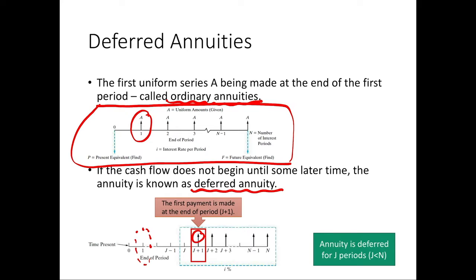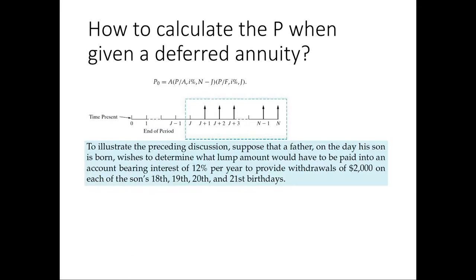For this type of annuity, we have a new equation to calculate the present value. If you have some delayed annuity, it doesn't happen at the end of the first period, but at some later time. How do you convert that back to the present time, I mean time 0? This is the equation you want to use.